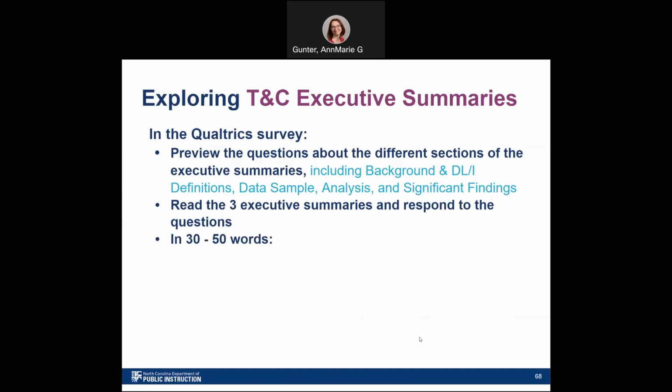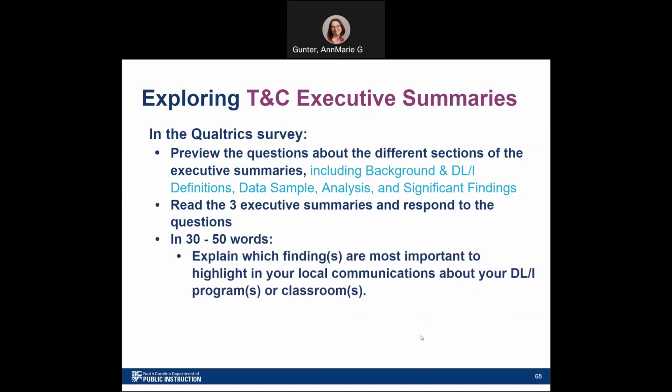The first is, explain which findings from the Thomas and Collier research are most important to highlight in your local communications about your DLI programs or classrooms. Communicating to the place where your school is located, whether it's a town, a larger city, or even a whole region that you're serving, is important. And you want to communicate and educate people about what's happening in your DLI programs and classrooms. So explain which of the findings from the research would be most important to do that in your local communications.